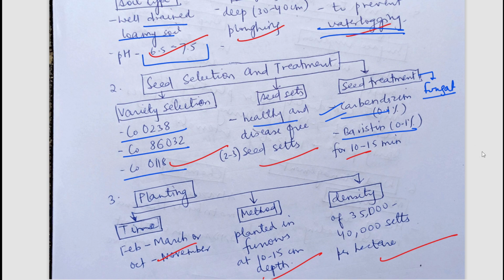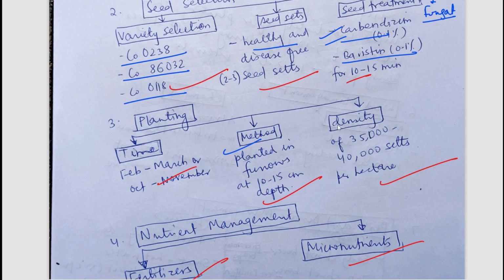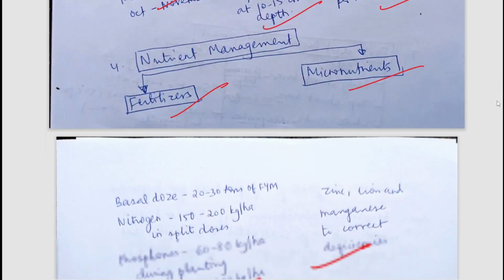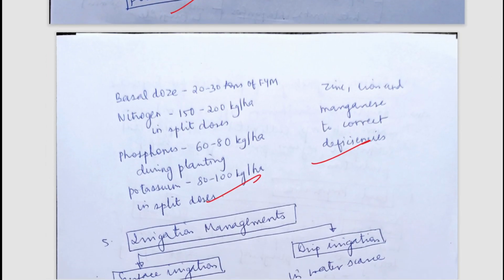Seed sets should be healthy. Planting time has been mentioned. Planting method has been mentioned. Density has been mentioned. Nutrient requirement has been mentioned.